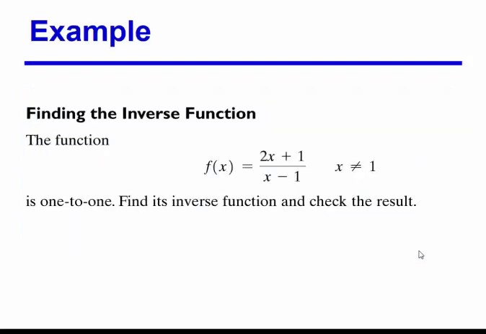So here we have a function f of x defined by 2x plus 1 over x minus 1, where x does not equal 1. This is a one-to-one function. We're going to find the inverse, and we're going to check the result.